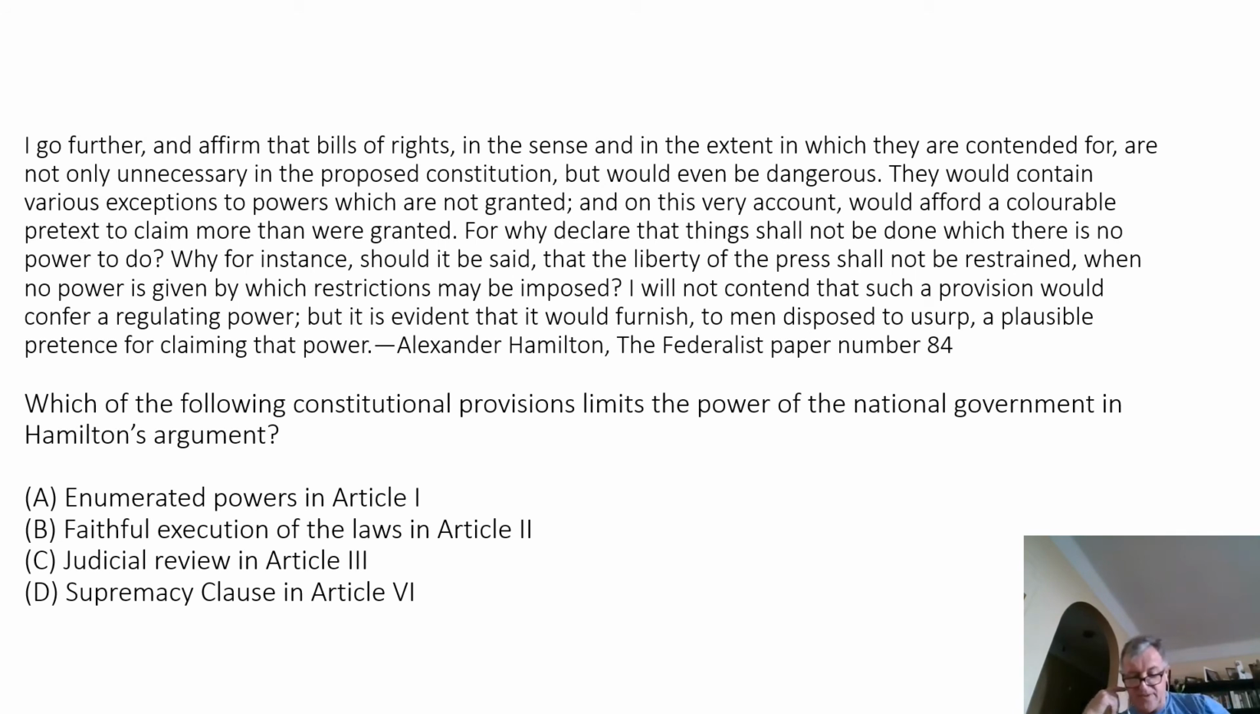More illustrative of today's AP question is this extract from the Federalist 84. Note that this is not on the foundational reading list, so it points out the fact that you have to do outside reading. I will give you 2 minutes to read and answer the question.